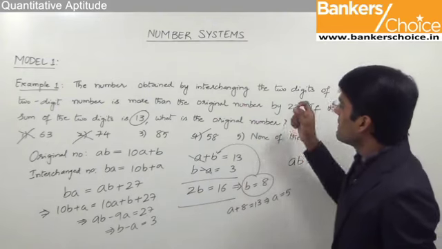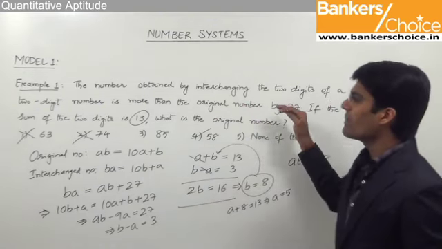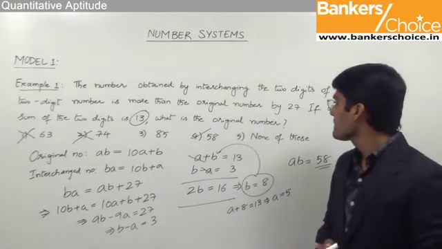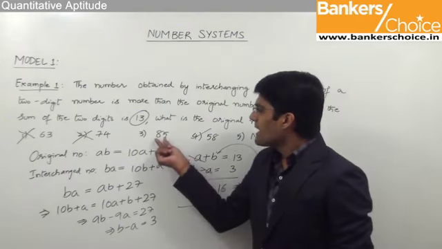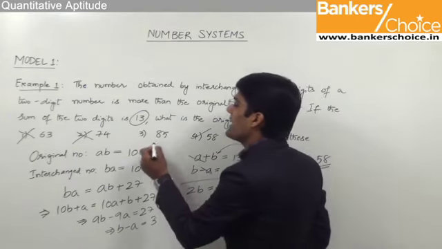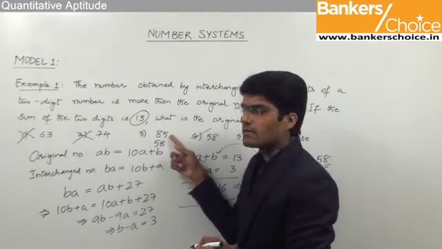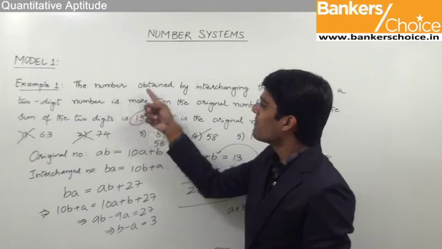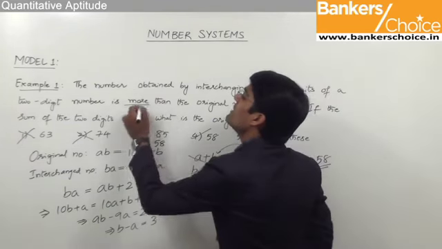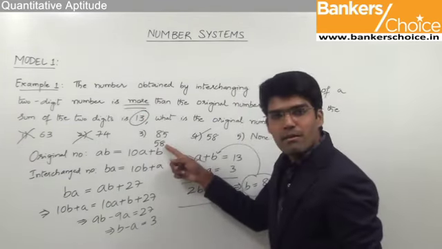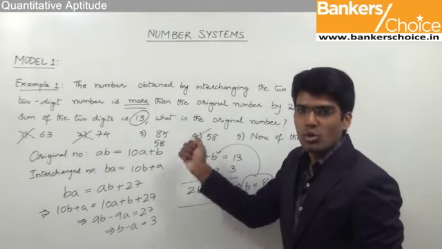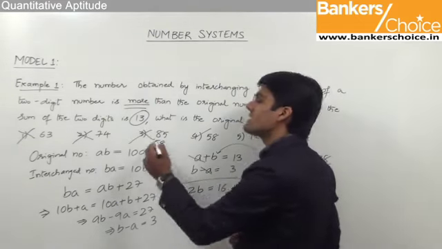That is, if we interchange the two digits, the number obtained should be more than the original number by 27. Now, if this number 85 is interchanged, we get 58. And 58 is less than 85. But the question clearly says that the number obtained by interchanging should be more. Now, since the number obtained by interchanging the digits is less, it can in no way be the correct answer. So even option 3 gets cancelled.